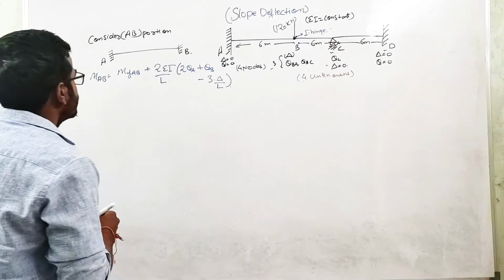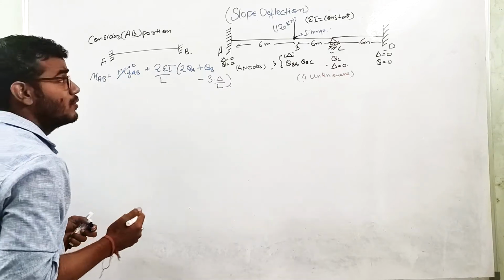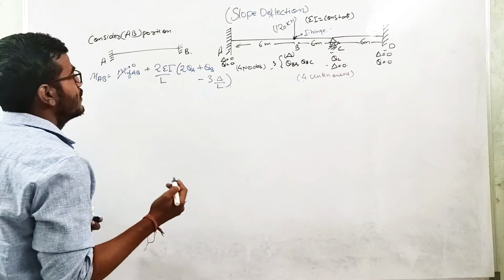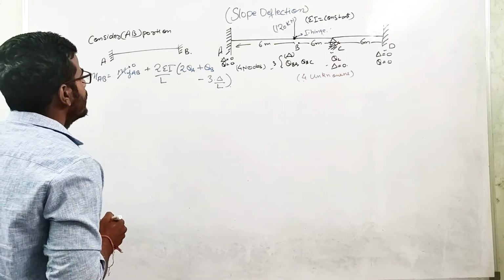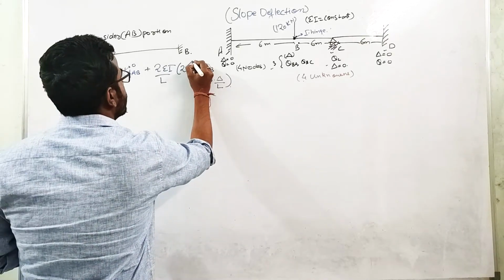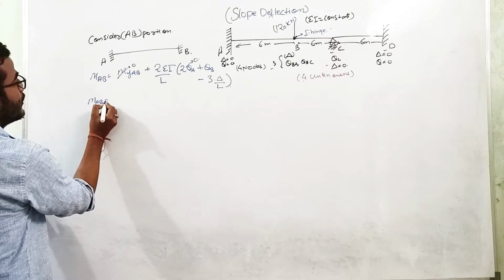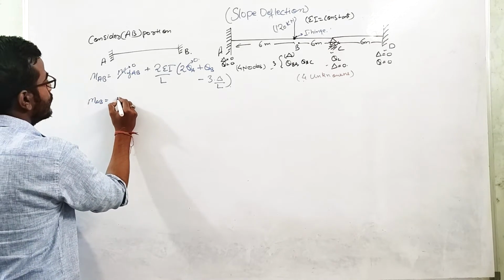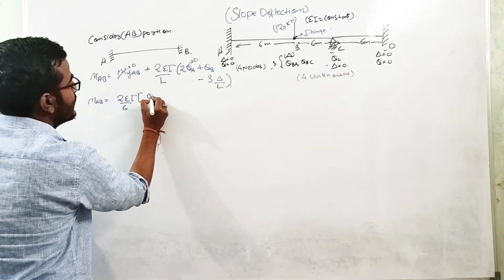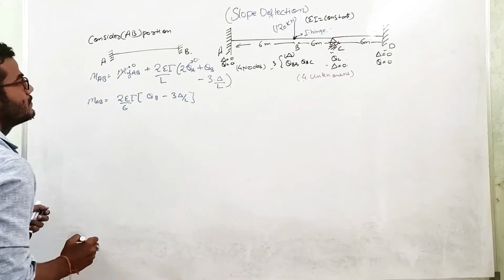Now let us put in the values. M F AB will be 0, as there is no load on span AB. The load is coming on this joint, so due to this load there won't be any fixed end moment. Theta A will be 0 because of the fixed support. So the final equation will be M AB equals 2EI over 6 times theta B minus 3 delta by L.